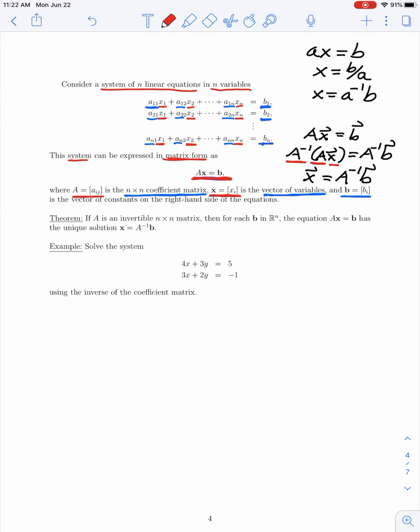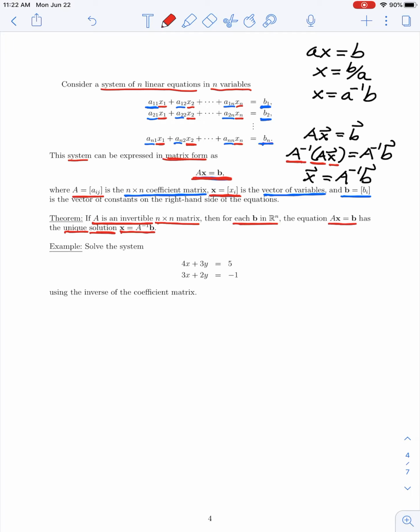So that discussion is summarized in the following theorem. If A is an invertible n by n matrix, so if it has an inverse, then for each vector b in Rn, the equation ax is equal to b has a unique solution given by x is equal to a inverse times b. So if the coefficient matrix for our system is invertible, then the solution of our system is found as x is equal to a inverse times b.